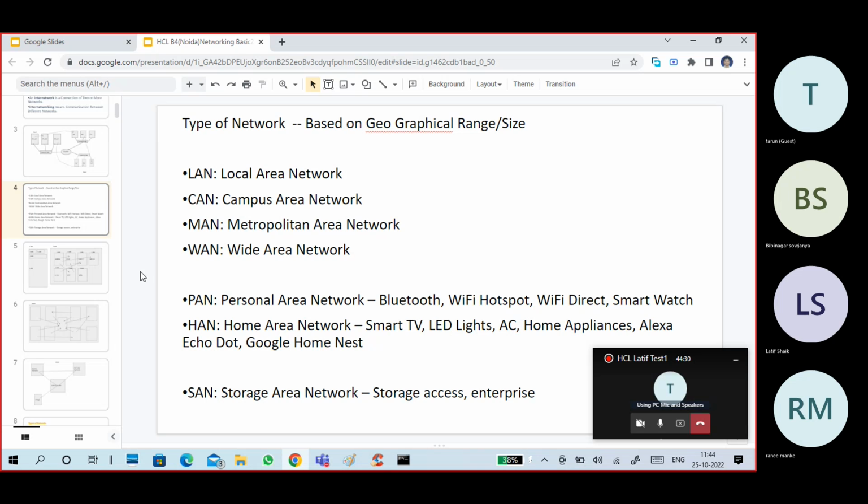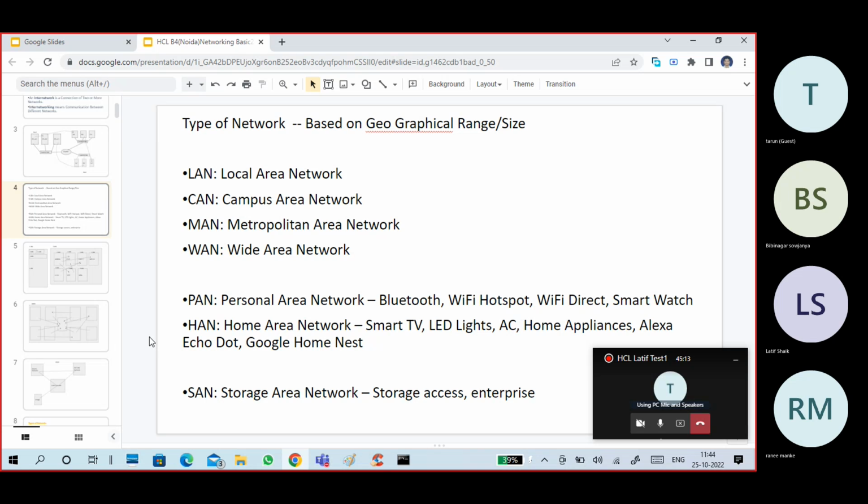Smart TVs, smart ACs, smart home appliances like a washing machine, smart LED, smart plugs, Alexa controller, Google Nest controller. You can access them remotely or at home with voice commands, or you can develop your own automation. These are mainly the two things. SAN is an older one, storage area network, but SAN does not come under these basic regular networks.